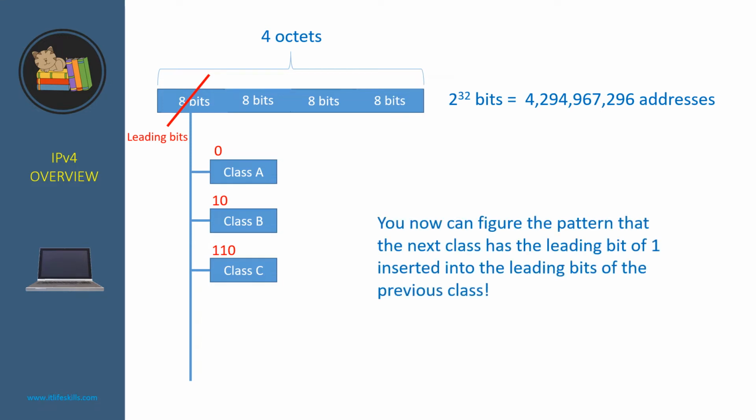You can now figure out the pattern: the next class has the leading bit of 1 inserted into the leading bits of the previous class. Therefore, class D always has the first 4 leading bits of 1, 1, 1, 0. And class E always has the first 5 leading bits of 1, 1, 1, 1, 0.